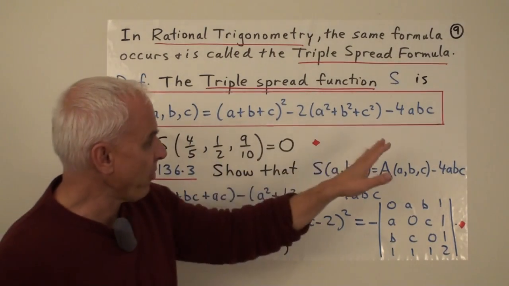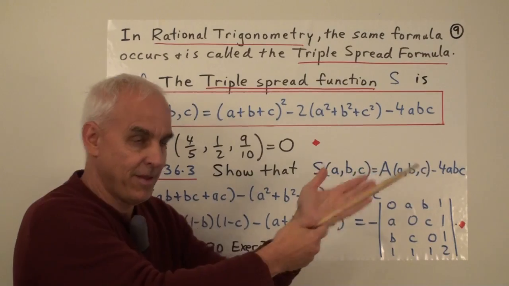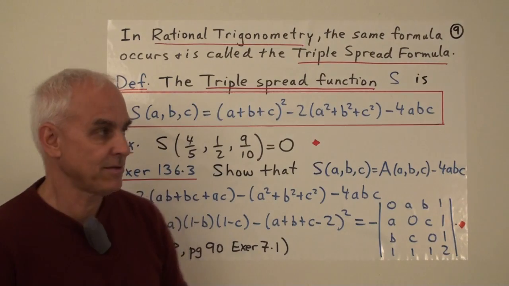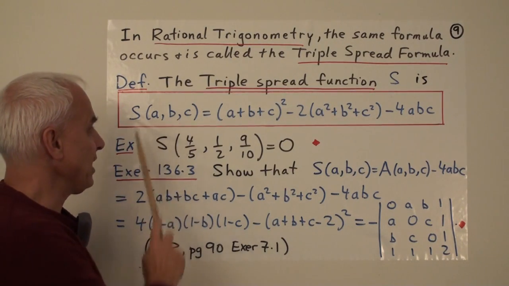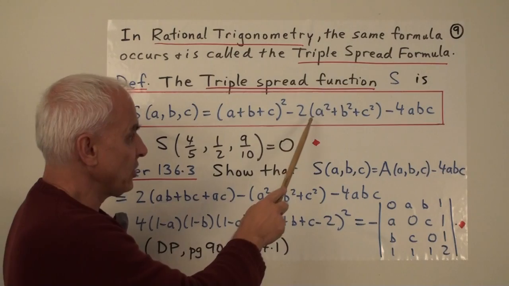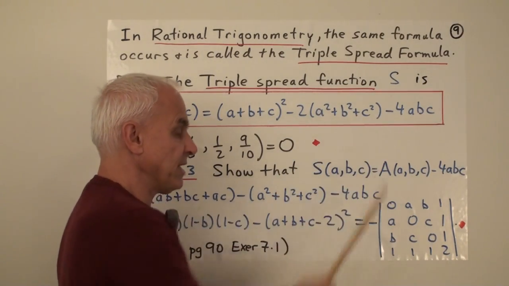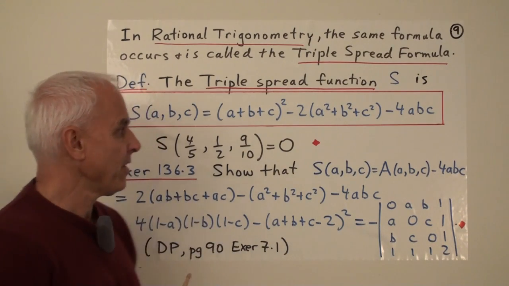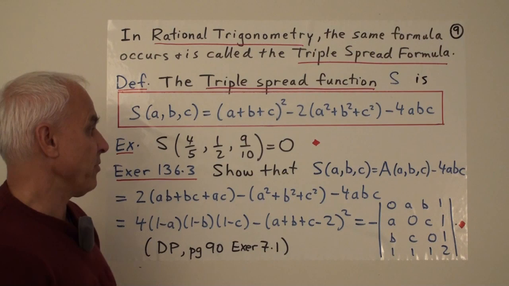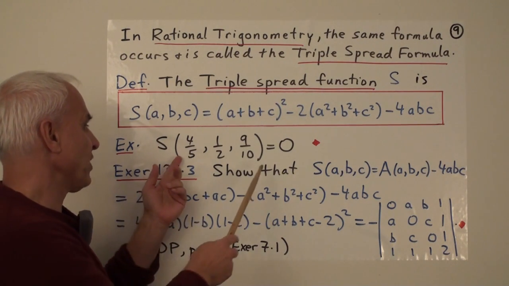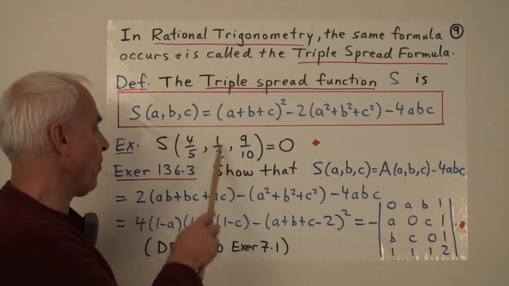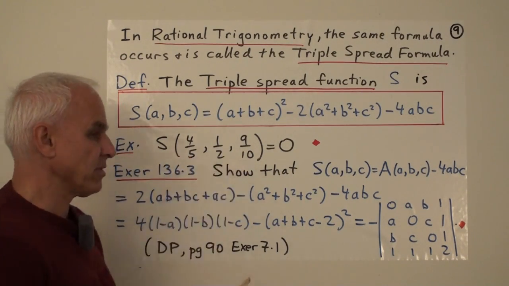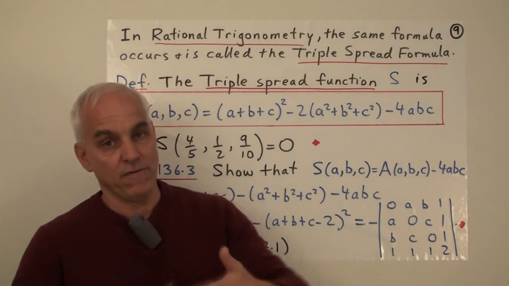It's useful when talking about the formula to introduce this function. We call it the triple spread function. That's denoted by capital S. So S(A, B, C) = (A + B + C)² − 2(A² + B² + C²) − 4ABC. So what you get when you bring everything on one side of this triple quad formula in the projective setting. So that allows us, for example, to write efficiently that S(4/5, 1/2, 9/10) = 0. This is an efficient way of saying that these 3 numbers satisfy the projective triple quad formula.